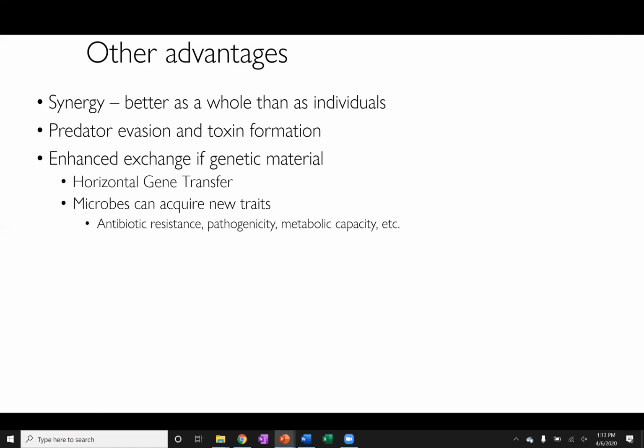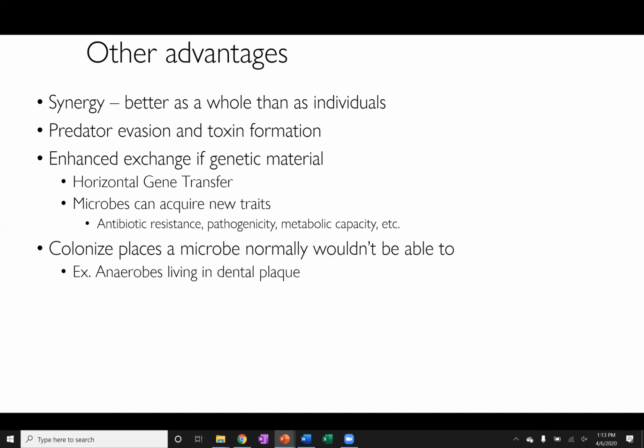It allows enhanced exchange of genetic material. So we're thinking about horizontal gene transfer and the acquisition of new traits, including clinically relevant things like resistance to antibiotics, as well as pathogenicity, or more environmental things such as increased metabolic capacity. And it finally allows microbes to colonize places that normally wouldn't be able to. For instance, anaerobes being able to live inside your mouth, whereas your mouth typically is all sorts of oxygen rich. Anaerobes can colonize your mouth through the use of dental plaque.